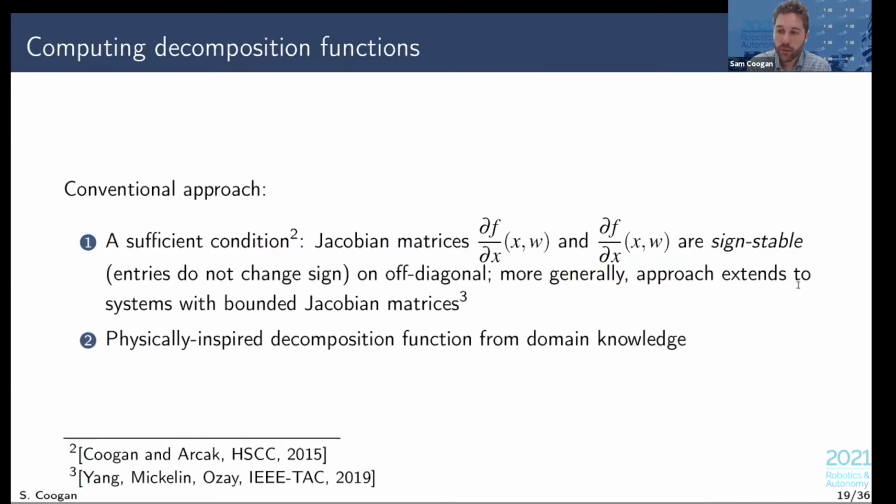So some open questions remain. One question is, how does one go about computing these decomposition functions? Recall that the definition of mixed monotonicity required the existence of a decomposition function.